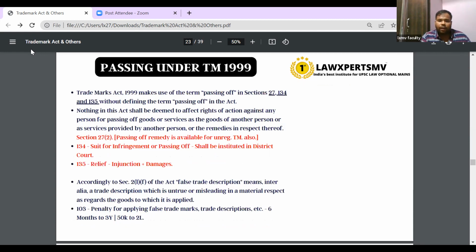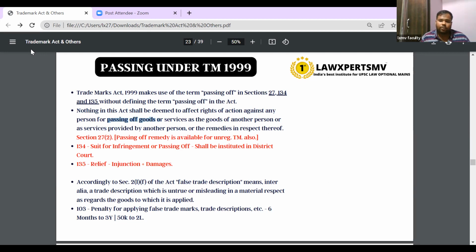So the word passing off has been there in the Trademark Act also, but the definition of passing off is not given. The word passing off has been mentioned under 3 sections of the Trademark Act. I've listed out the sections for you. Under section 27 clause 2, the word passing off is mentioned, the first thing. If you read this particular section, you can understand that nothing in this Act shall be deemed to affect the rights of action against a person for passing off goods or services as the goods or services of another person, or the remedies thereof.